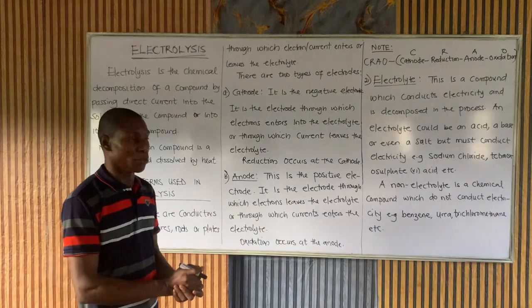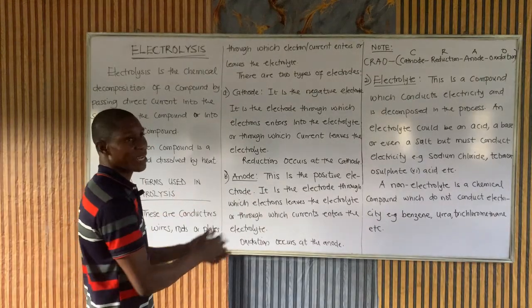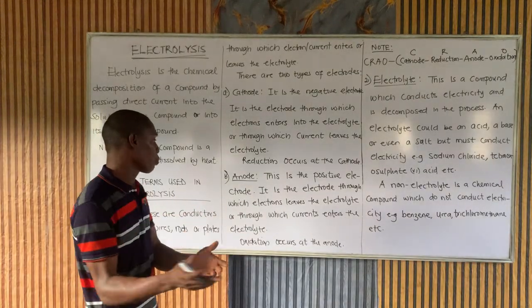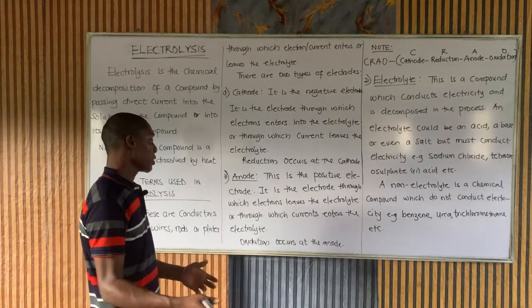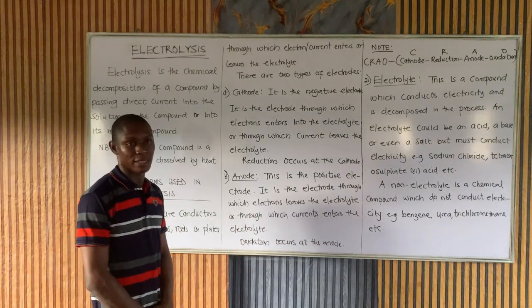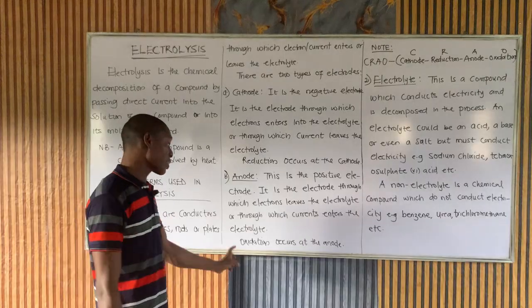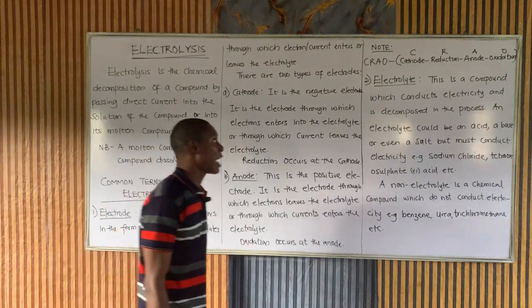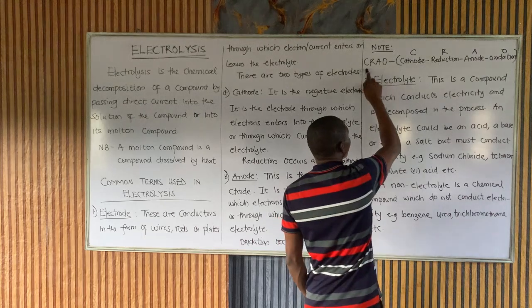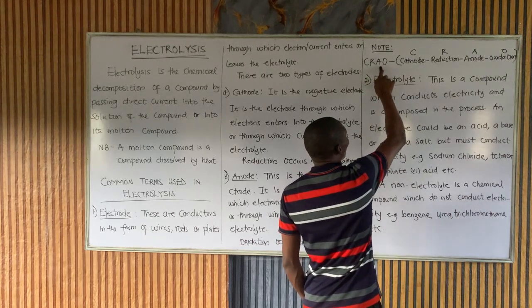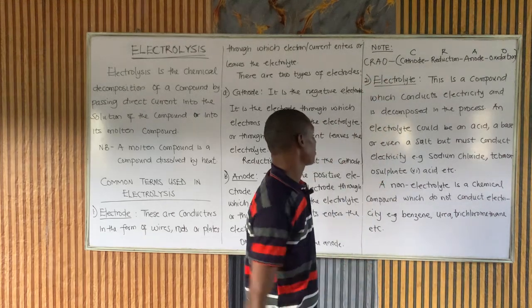And then we have the anode. This is the positive electrode. It is the electrode through which electrons leave the electrolyte or through which current enters the electrolyte. Also very important, oxidation occurs at the anode. And we're using this acronym to remember that: at the cathode, reduction occurs, and at the anode, oxidation occurs.